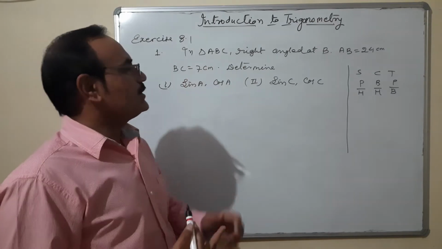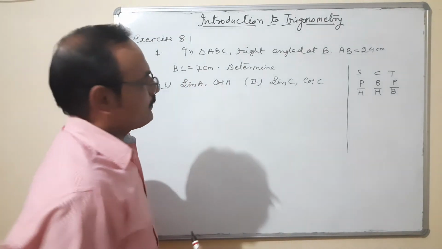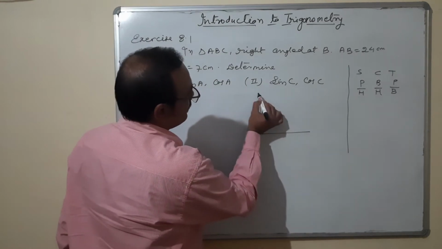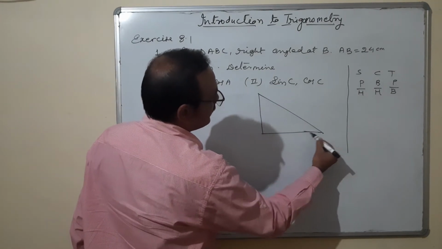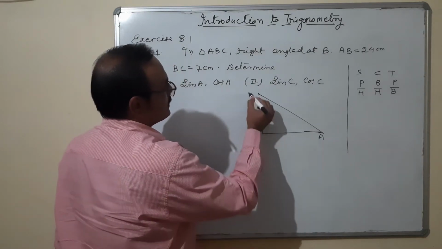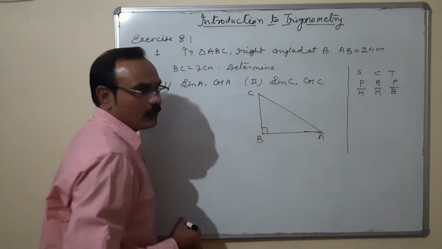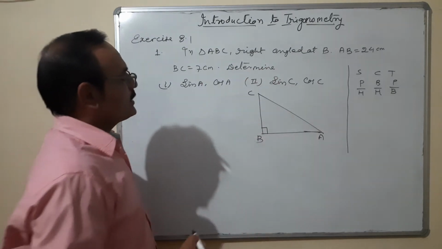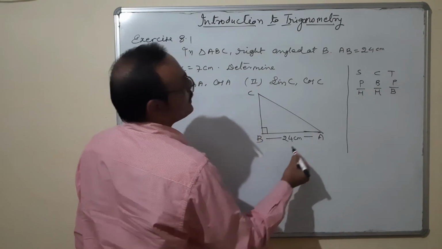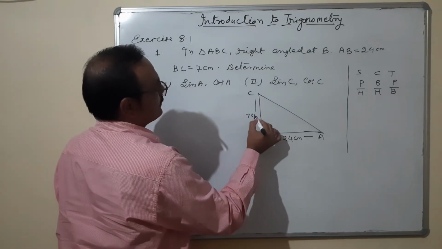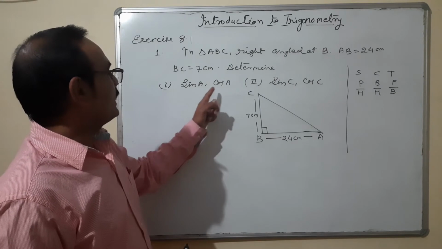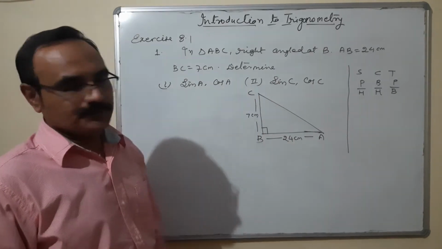Okay, in triangle ABC, right angled at B. This is a triangle, right angled at B. So first of all, this is A, B, C, this is 90 degrees. It's given that AB is equal to 24 centimeter, BC is equal to 7 centimeter. Got it? Determine sine A, cos A, sine C and cos C.